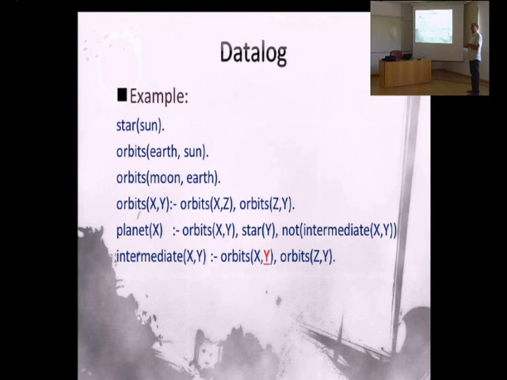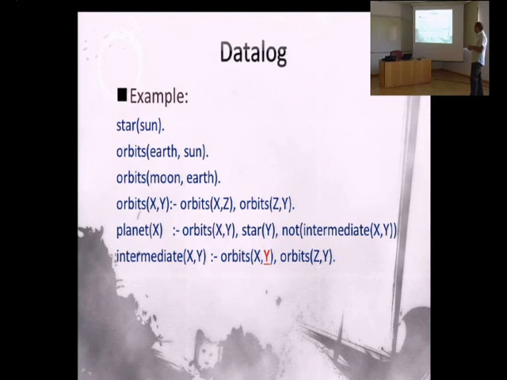This is right. If I say that the Moon orbits the Earth, then the Moon orbits the Sun also, because here, this is the Moon, Earth, Sun. This works. So this is the transitive closure of orbits. We know that this is usually not terminating in Prolog, but in Datalog it's terminating, and we can use that. We also say that X is a planet if X orbits Y and Y is a star, but this is not enough because the Moon orbits the Sun also by this definition.